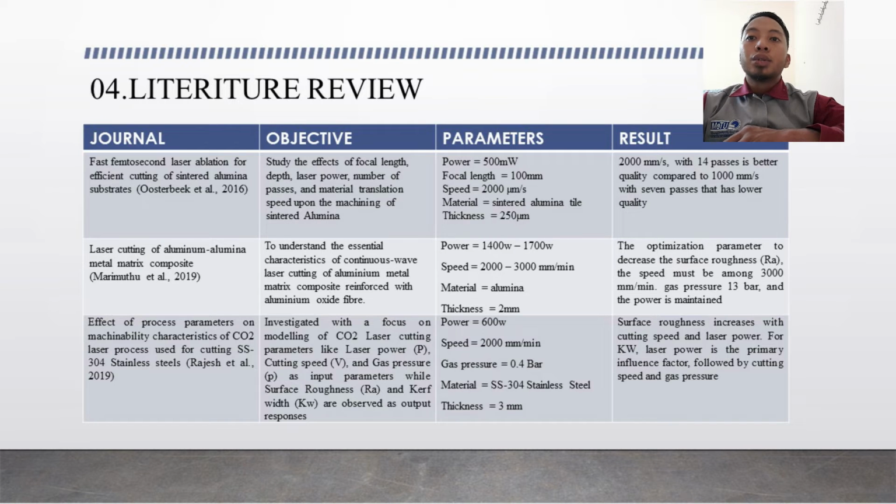The parameters used are power 600 watt, speed 2000 millimeter per minute, gas pressure 0.4 bar, and the material is stainless steel with 3 mm thickness. The result is that surface roughness increases with cutting speed and laser power. For kerf width, laser power is the primary influencing factor, followed by cutting speed and gas pressure.